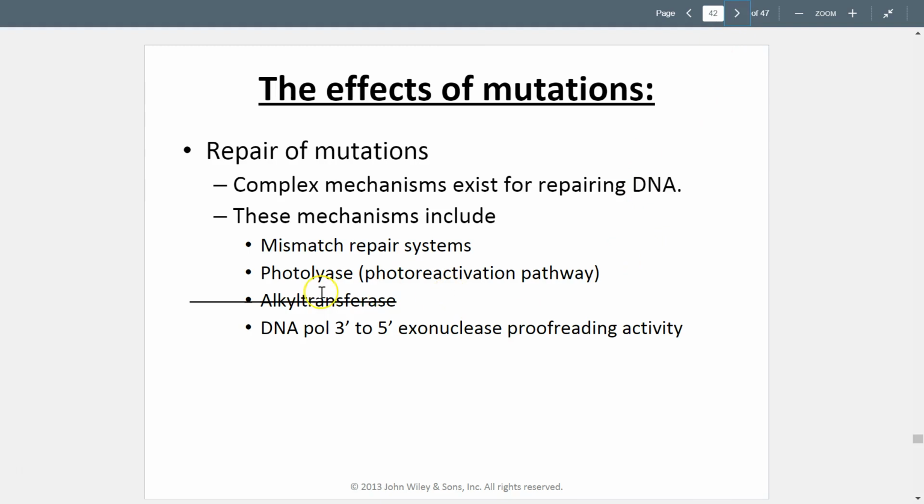So your book lists this. We're not going to go into that one. We're just going to stick with mismatch repair and photoligase, or direct repair by the photoreactive pathway. And then we've already mentioned that DNA polymerase has the ability to proofread. So it reads 5' to 3', but it can back up. And that's what they mean by 3' to 5' exonuclease. Exo means to remove. Nuclease refers to the nucleotide. So it literally will back up and remove the one it put in and move forward and put the right one in.